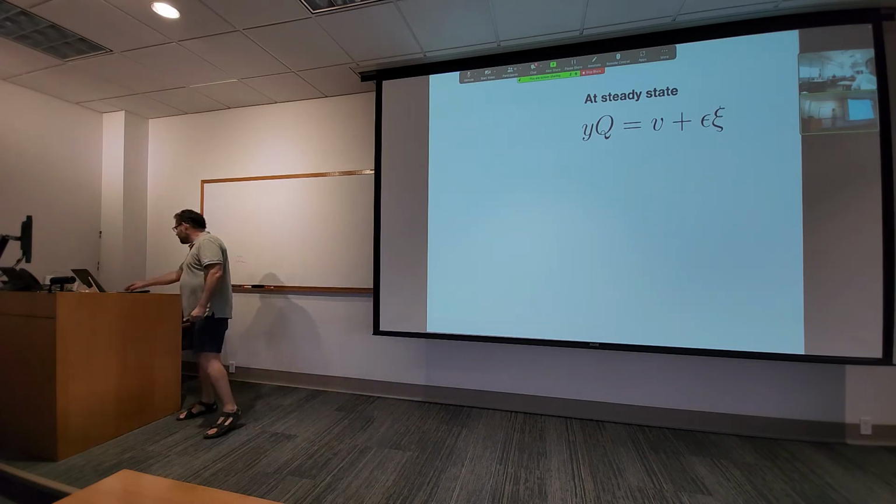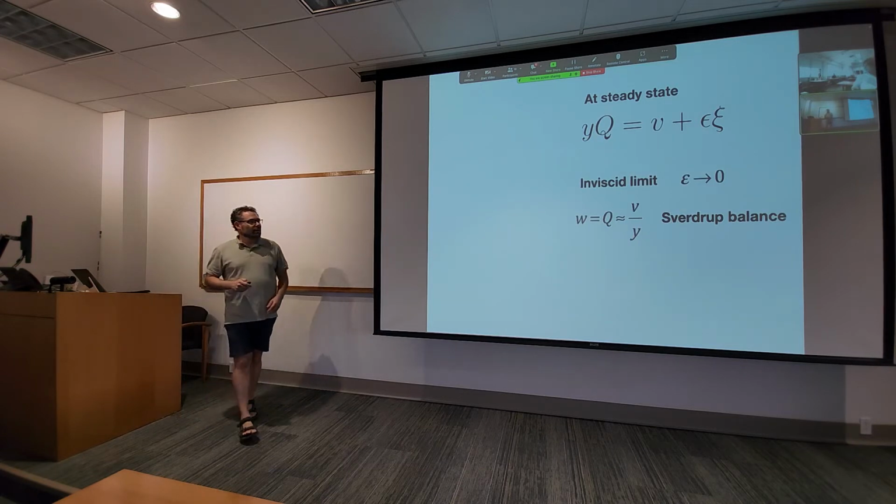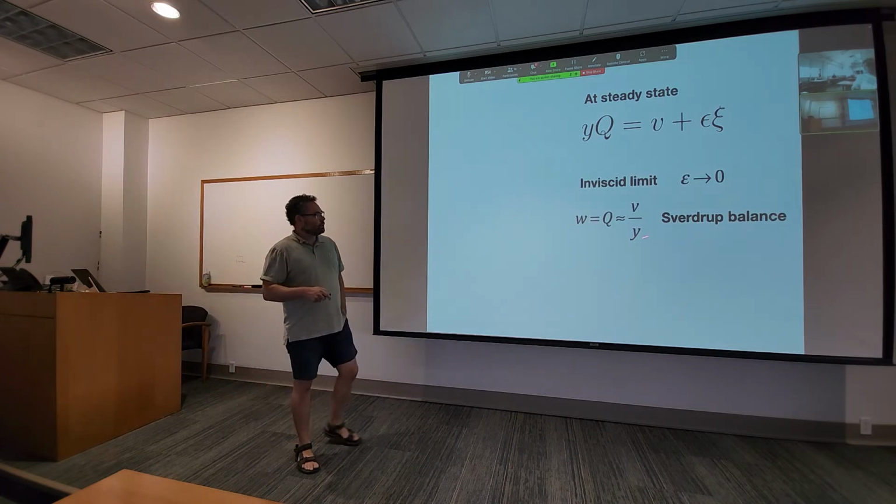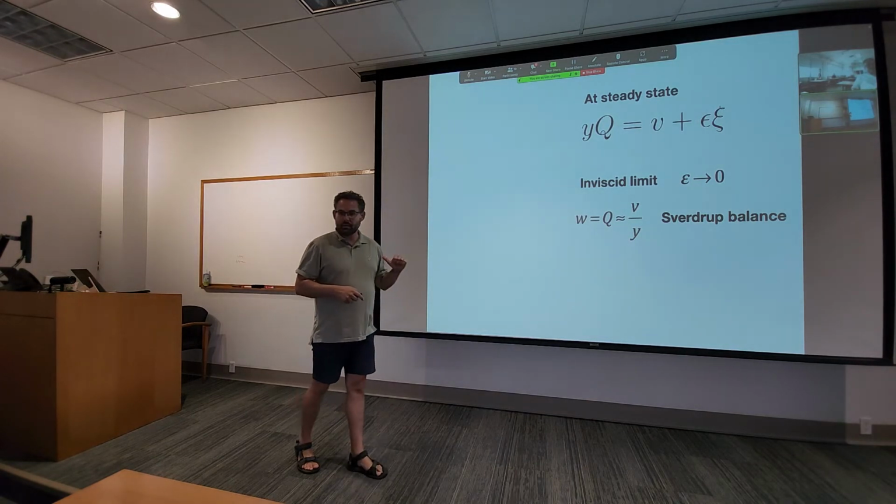So in the inviscid limit, we get something known as the Sverdrup balance. Upward motion is associated with poleward motion: positive v in the northern hemisphere, negative v in the southern hemisphere.